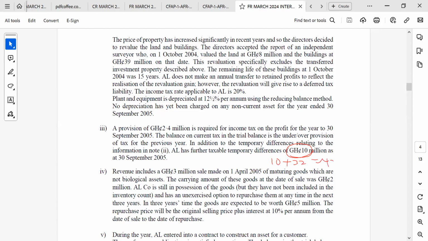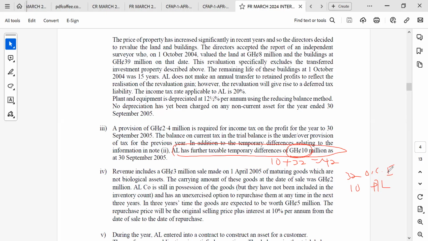That will be 42 million. But out of this, 32 million is for OCI and 10 million is for profit or loss. So sometimes they can give you the total temporary difference. You have to be able to separate it. Take your revaluation surplus from it. The remaining one will be for the profit or loss.